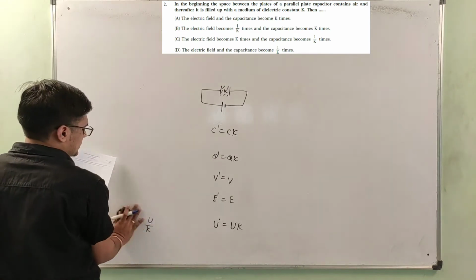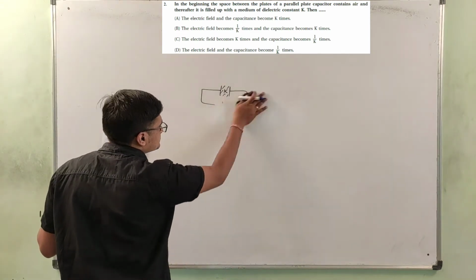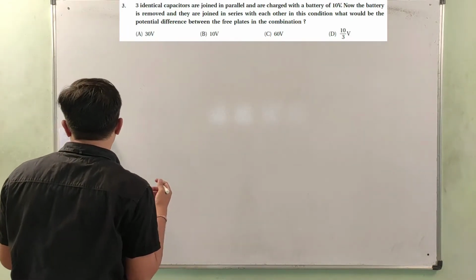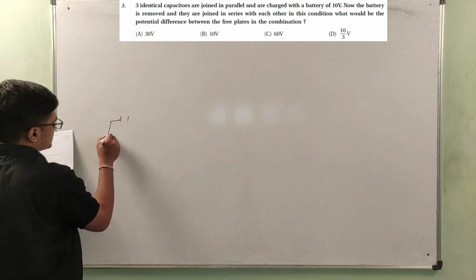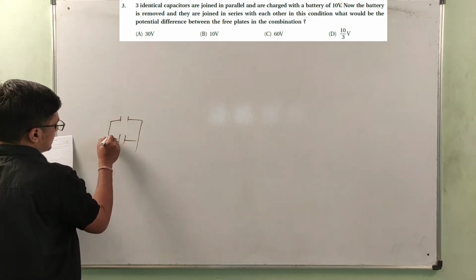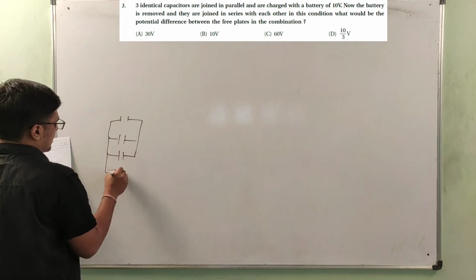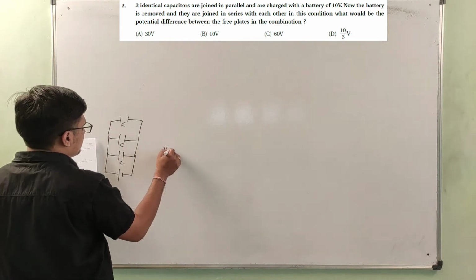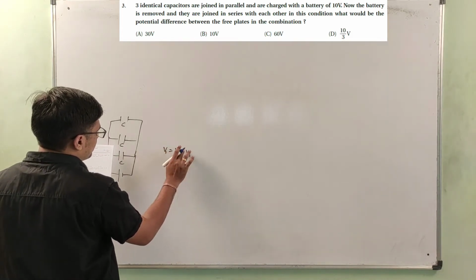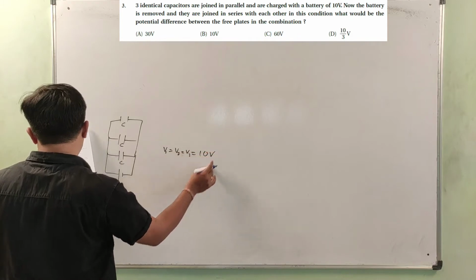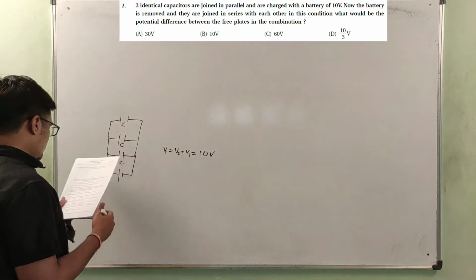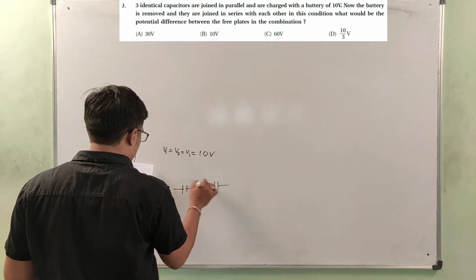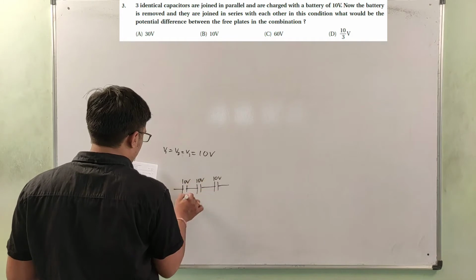Now check this question number 3. 3 identical capacitors are joined in parallel and charged with a battery of 10 volt. Three capacitors are connected in parallel and charged with battery of 10 volt. So potential difference between two plates of all capacitors becomes equal, and that is equal to 10 volt. Now the battery is removed and they are joined in series with each other. Here 10 volt, here 10 volt, here 10 volt, then capacitance C.